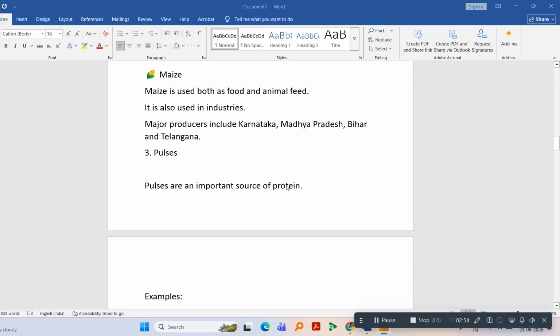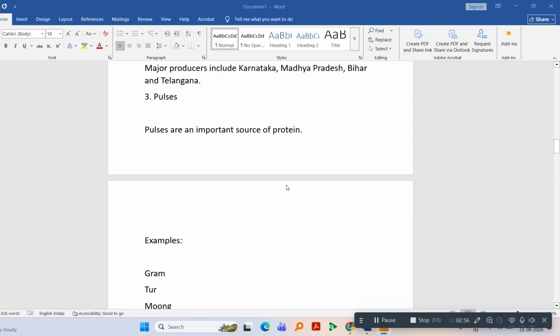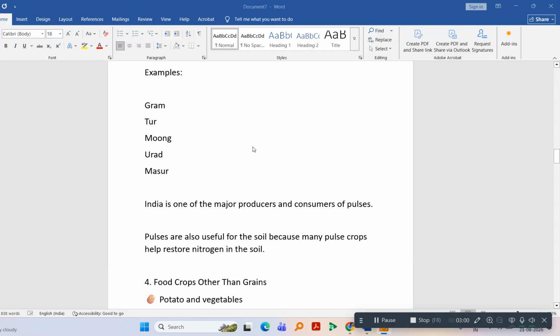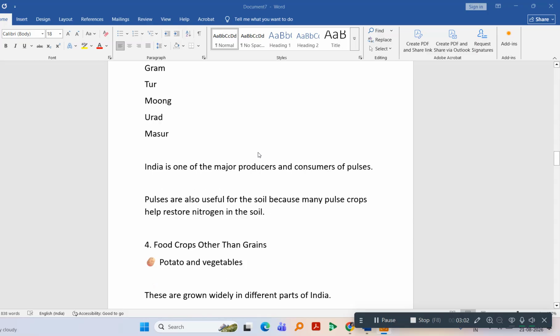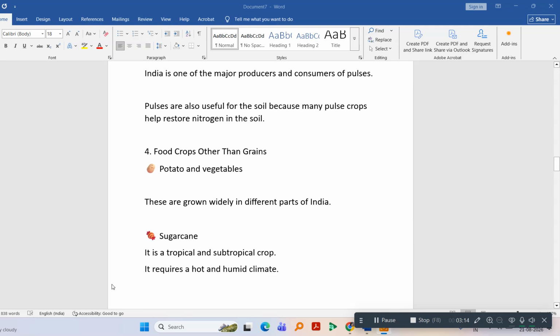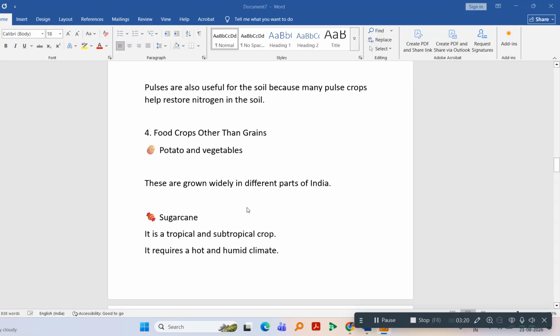Pulses are an important source of protein. For example, gram, tur, moong, urad, and masoor. India is one of the major producers and consumers of pulses. Pulses are also useful for the soil because many pulse crops help restore nitrogen in the soil. The food crops other than grains are potato and vegetables. These are grown widely in different parts of India.